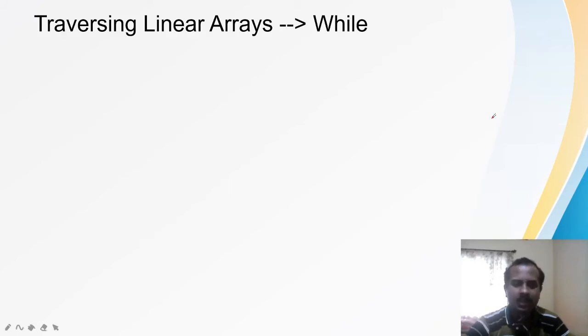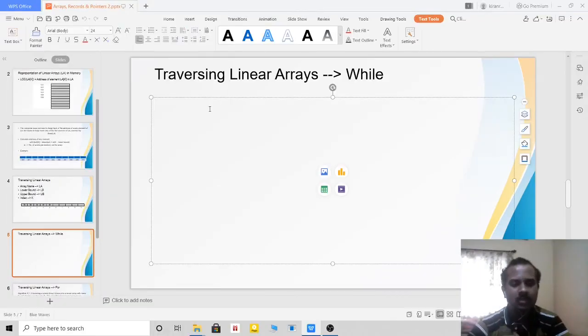Traversing linear arrays using the while loop. I'll show how to write the algorithm again. For an algorithm, you are going to have two parts. First one is the description part. The second one is the algorithm or the steps. So let me write the description. Algorithm 4.1, that is the number of the algorithm, since it is the first algorithm in your 4th chapter.